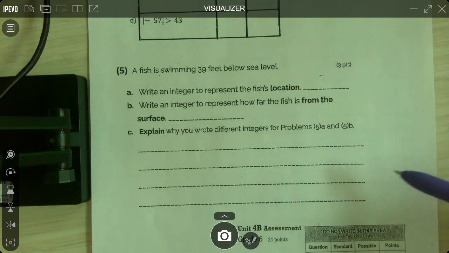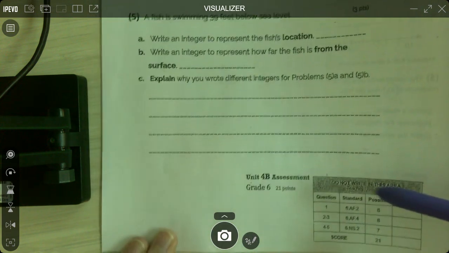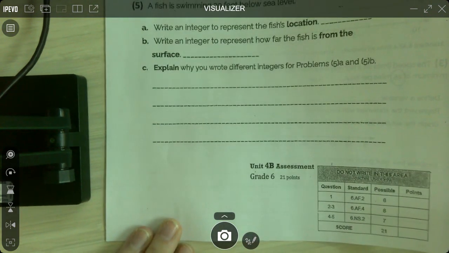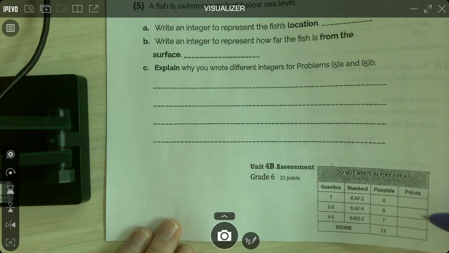Okay, when you are done, give it to your teacher so that they can look over it. You don't have to do anything with this bottom part right here. This is just for your teachers to use when they are grading your test.